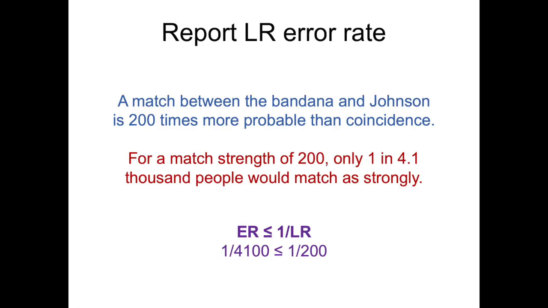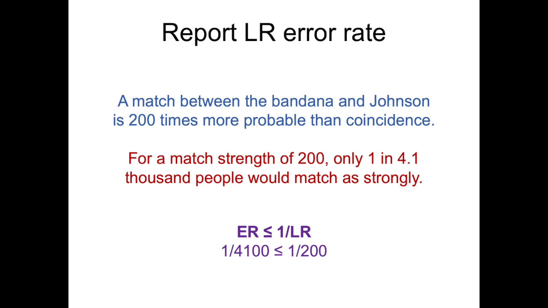A match between the bandana and Johnson is 200 times more probable than a coincidence. That was in our report. It's giving the change in probability of the match or the genotype. We give an error rate. For a match strength of 200, only 1 in 4,000 people would match as strongly. And so we report that.